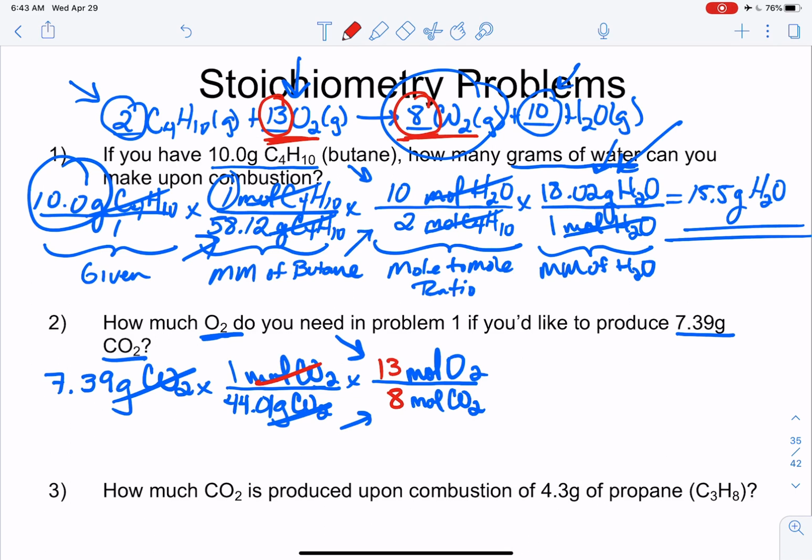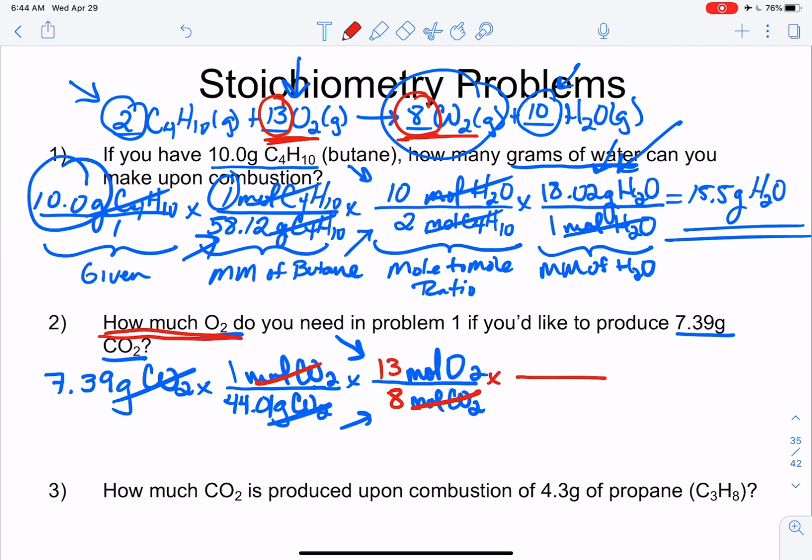Okay, so we cancel out our moles of CO2, and we're in moles of O2. And the problem says how much O2. Now, it seems like we could stop at moles there, but when you order chemicals, you're not going to order them in moles. You're going to order them in grams or milligrams or some kind of volume if you have a liquid or a gas. So we're going to need to go to grams here.